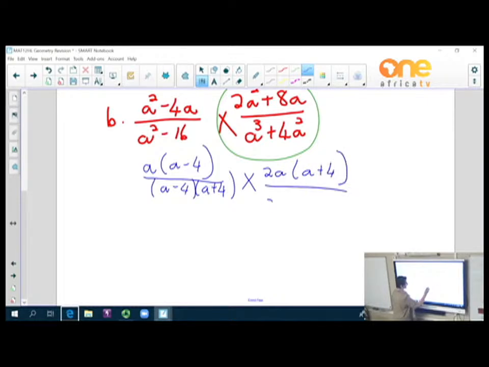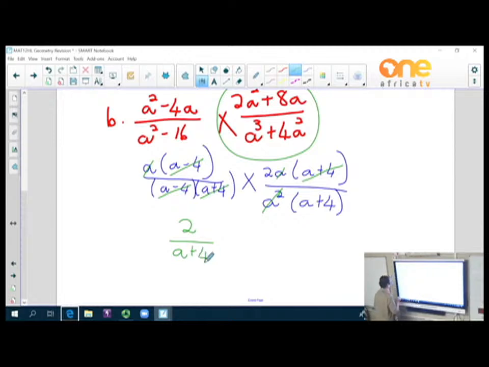And here the highest common factor is A squared, A plus 4. So first factorize, and now we can cancel. So the A plus 4 and the A plus 4 can cancel. This A and 1A here can cancel, that A and the other one can cancel. This A minus 4 and that one can cancel, so we have 2 over A plus 4.